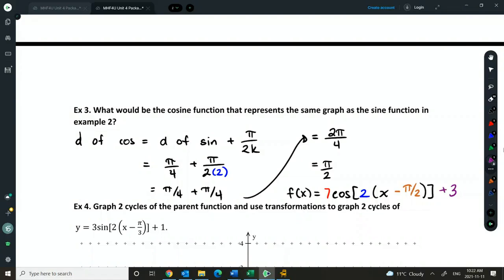Okay, any questions on those ones? Pretty similar to what we did for our graphs, but just with the information given rather than us pulling the information out from the graph.